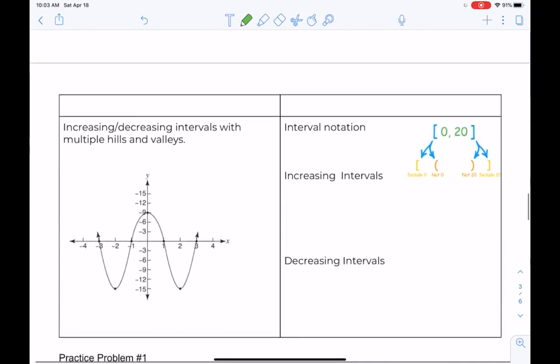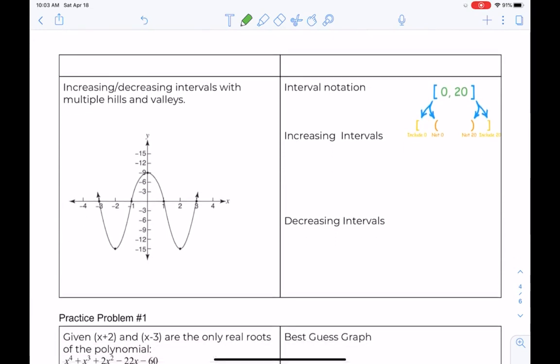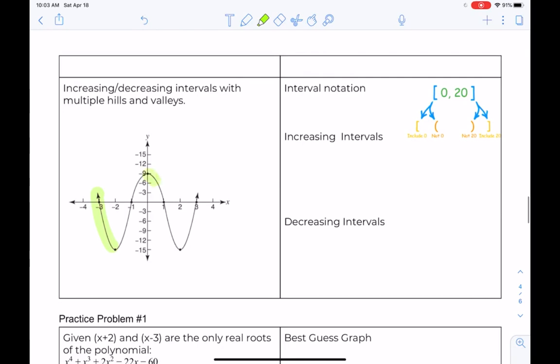Okay. So what if you have a bunch of hills and valleys and you need to do interval notation? Same idea. Let's start with decreasing because we did that in this color last time. So decreasing from here to there, right? Those values, as we read left to right, the y values are falling. Also decreasing from here to here, right? So let's talk about those decreasing intervals.